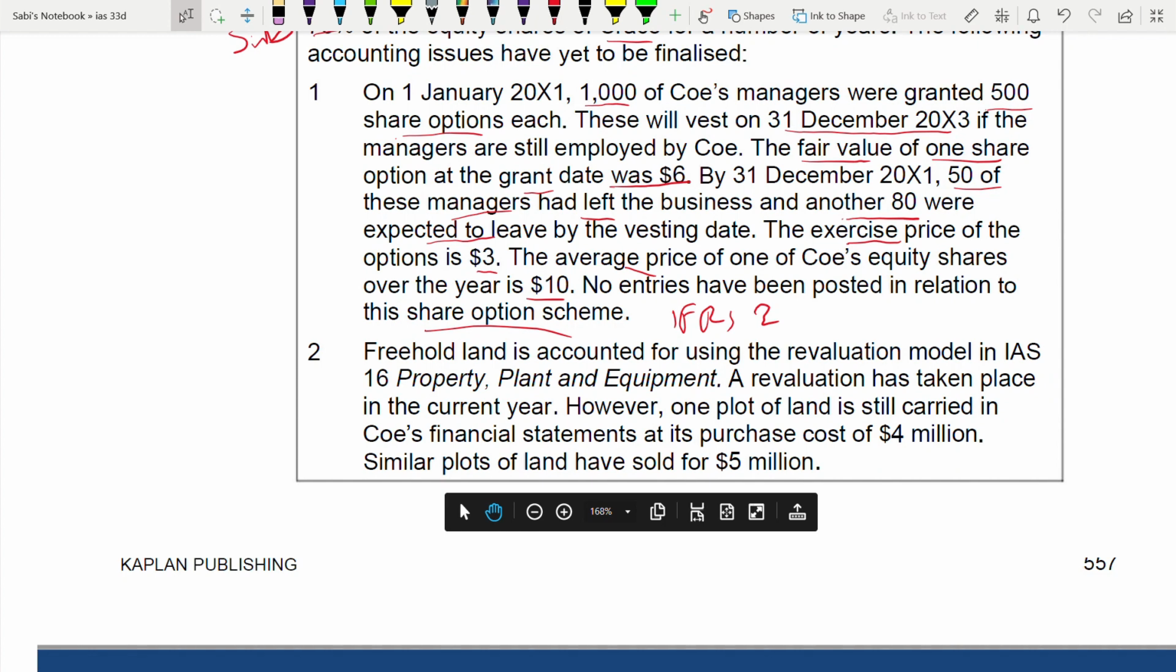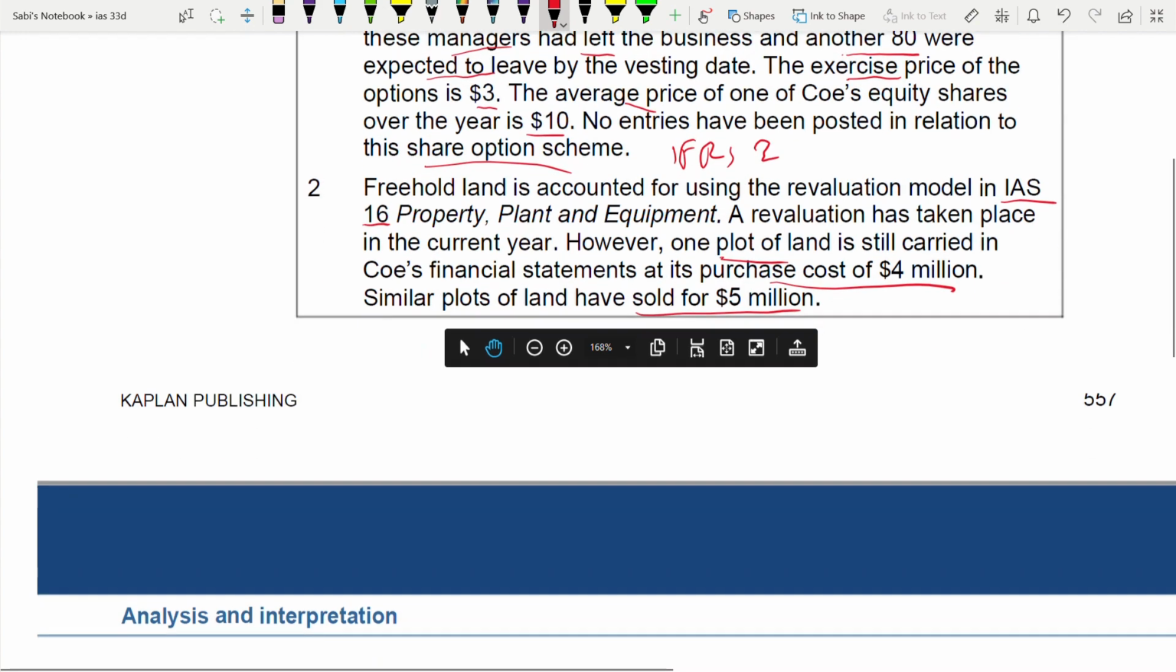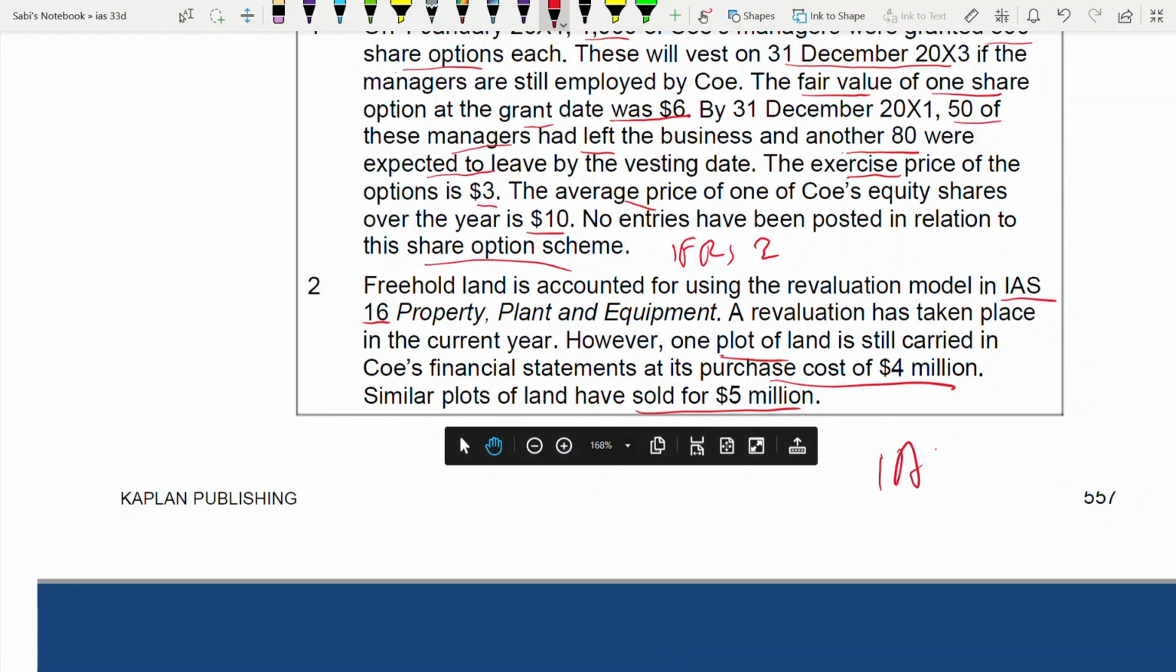The second one is about IAS 16. Freehold land is accounted for using the revaluation model. A revaluation has taken place in the current year. However, one plot of land is still carried at its purchase cost, that is 4, and it has been sold for 5 million. So this is about IAS 16. This we have done, so you should be able to know.